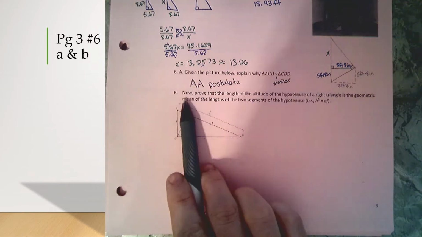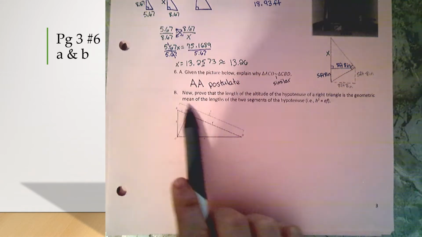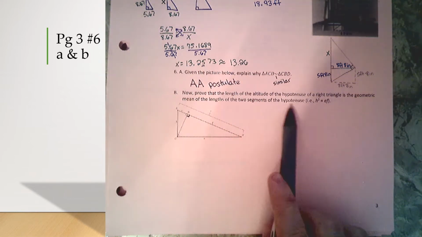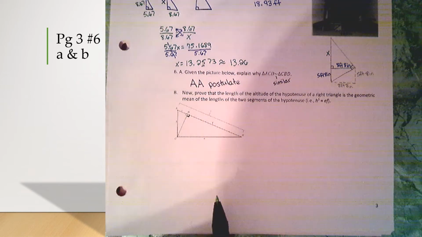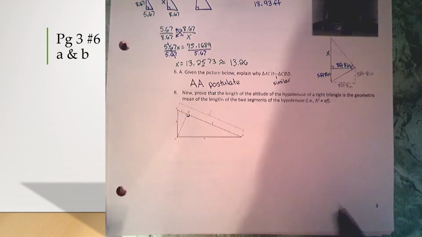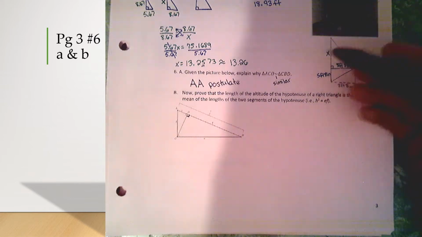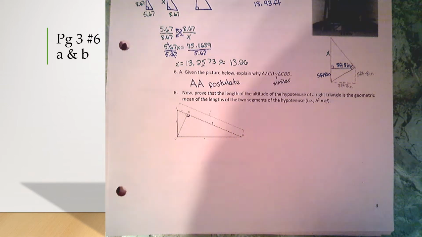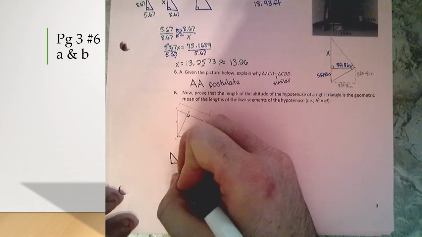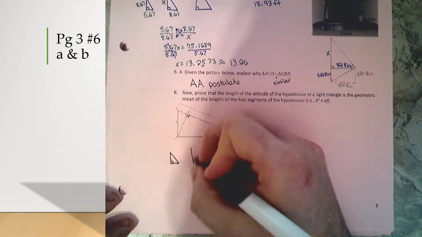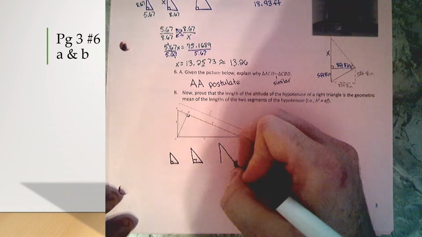So part B now says, now prove the length of the altitude of the hypotenuse of a right triangle is the geometric mean of the lengths of the 2 segments of the hypotenuse. So the way we're going to prove it is we're going to draw our 3 different triangles like we've been doing with the problems from before and the ones from the last video. So we're going to have our small triangle, our medium-sized triangle, and our large triangle.